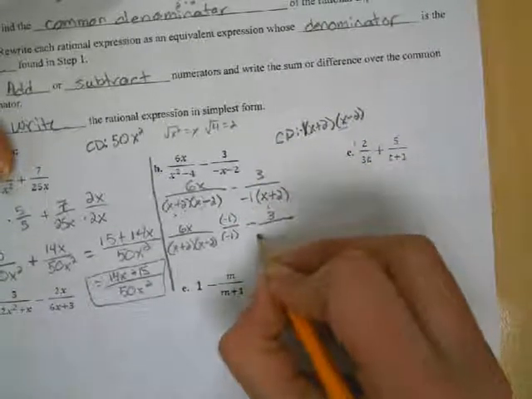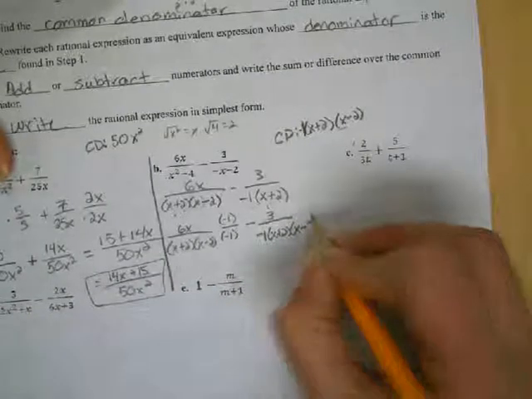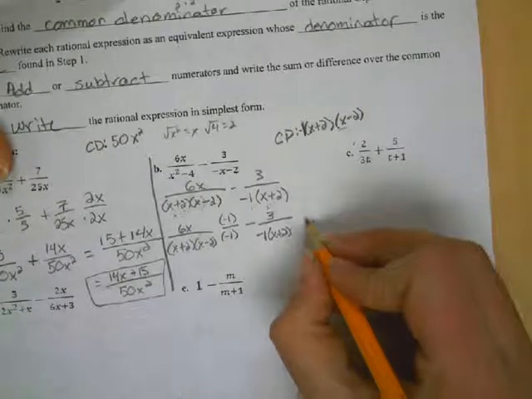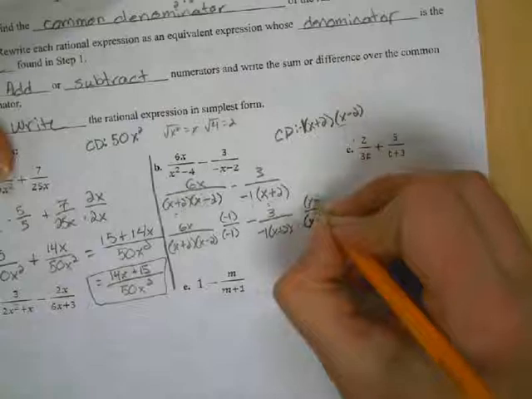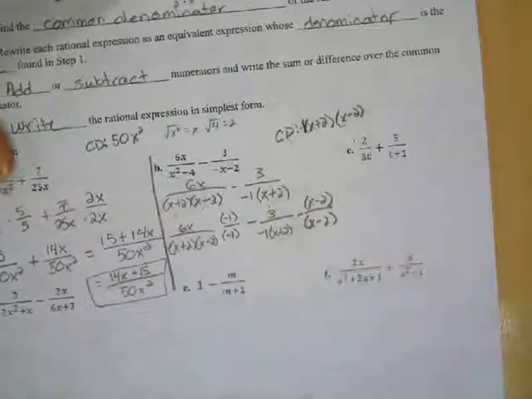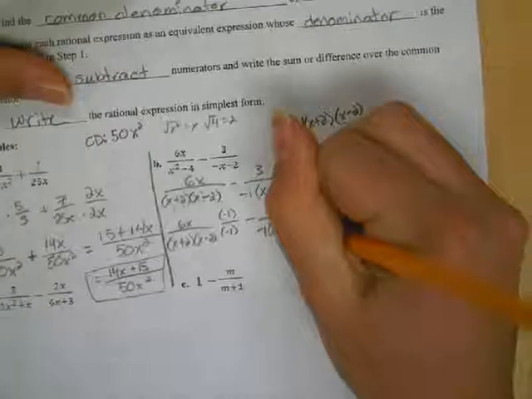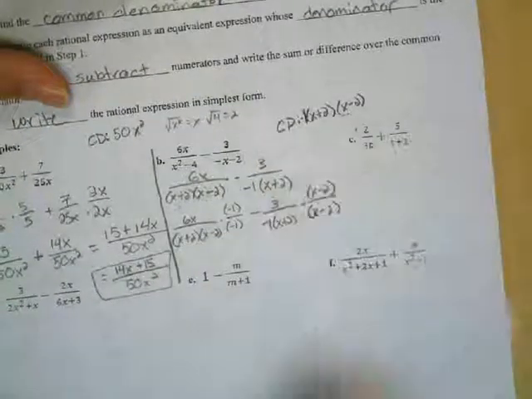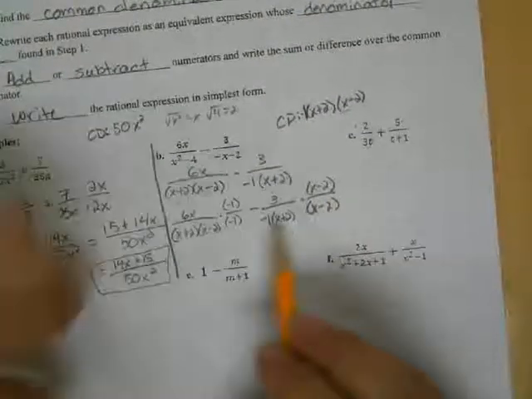Negative 1, x plus 2, times x minus 2, oops. I'll show you why I keep doing that here in just a second. x minus 2, x minus 2. Okay, so here, that's a times. That's multiply, that's multiply. So I multiply top and bottom by x minus 2. So now I'm going to end up with those common denominators.